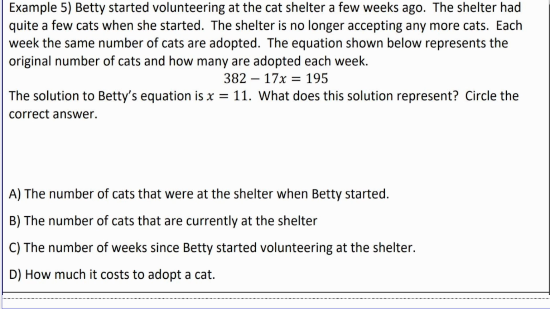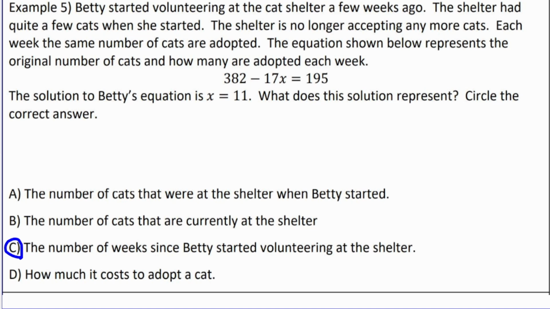And we said that was the starting number of cats. How many cats are being adopted? And then X is C, the number of weeks since Betty has started volunteering. And then 195 is how many cats there are. So as we said, X is equal to C, the number of weeks since Betty has started volunteering. So hopefully this one made sense and you can kind of see how this whole application process is working. I want you to give number 6 a shot, so pause the video now, give it a shot, and see how you do.